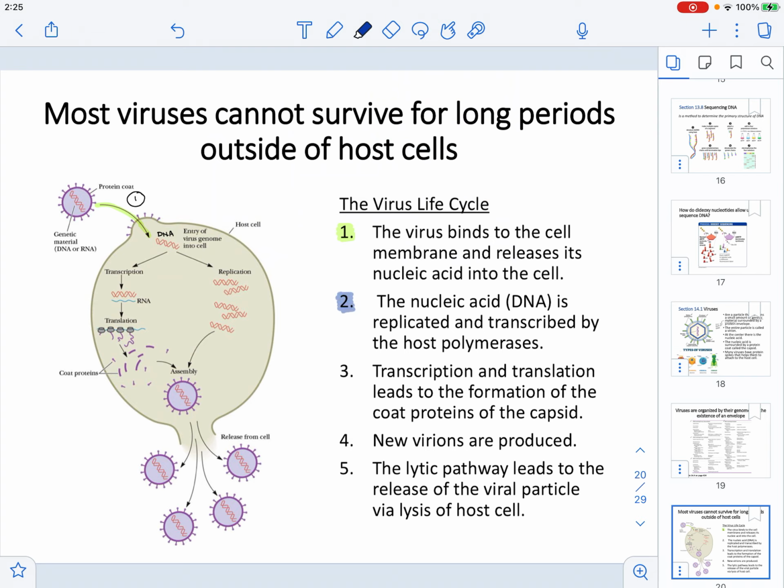On step 2, this nucleic acid, and again, as I mentioned in this illustration, it is DNA, is then replicated and transcribed by the host polymerases. As you can see in the replication, we're making more of that DNA product. And in the transcription, as you can see, that allows that RNA to then be translated to create the proteins that are important for building those viral particles again.